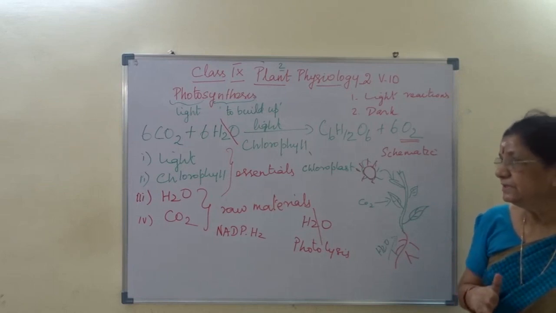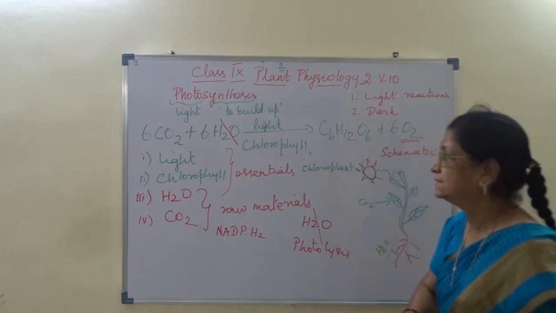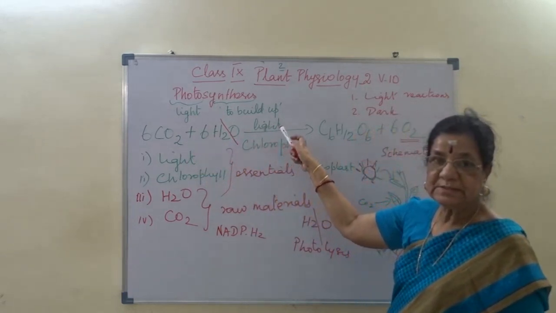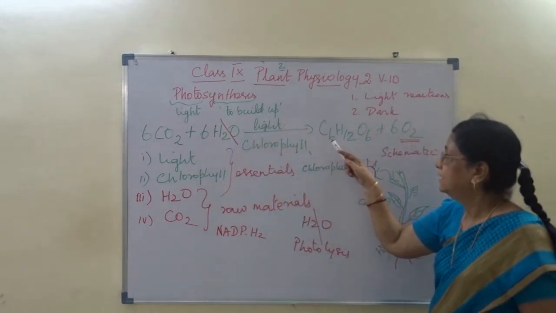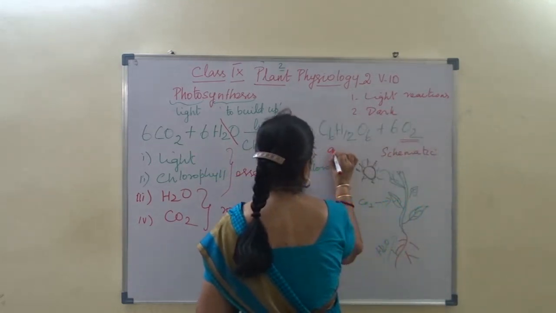So the equation for photosynthesis: 6 CO2 plus 6 water, in the presence of light and chlorophyll, forms C6H12O6, glucose.